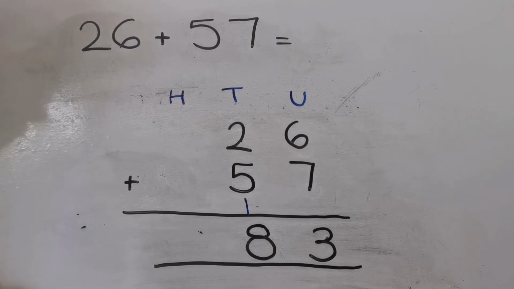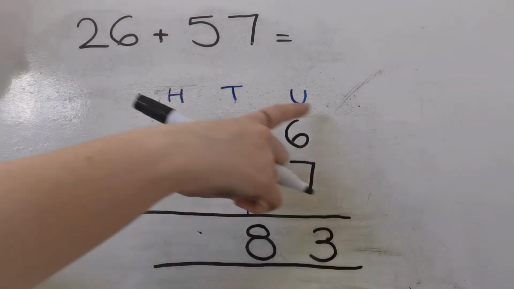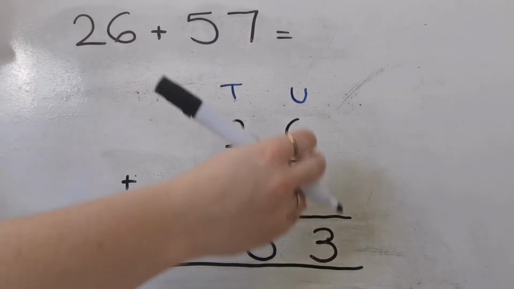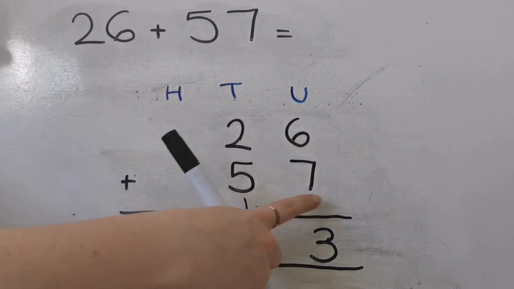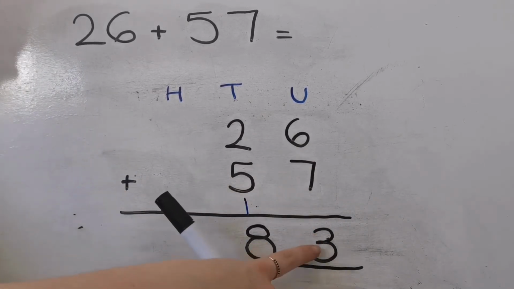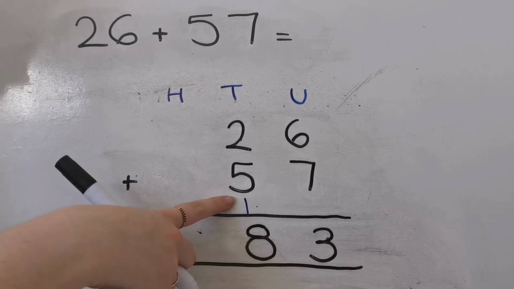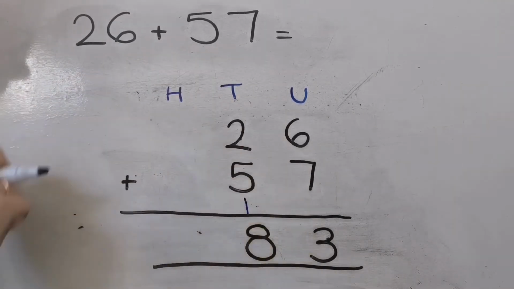Fantastic. Hopefully you got the answer 83 and your working out looks something a little bit like this. You should have started with your units column. 6 plus 7 would have given you 13. So we wrote the 3 units and we carried over the 10, which was regrouped into this tens column.